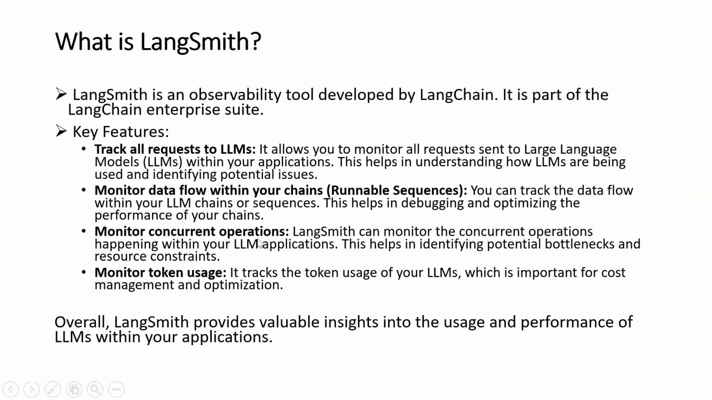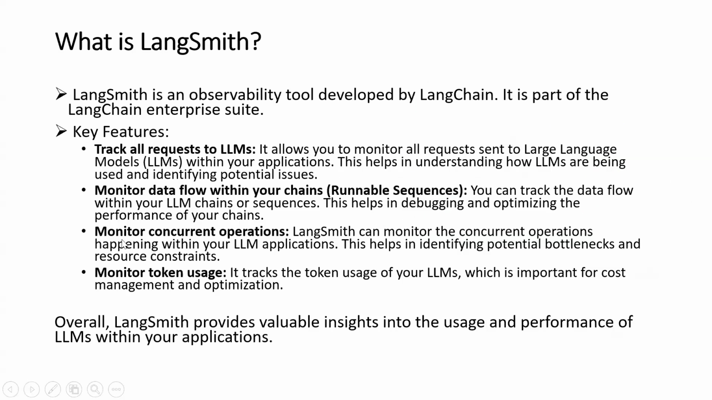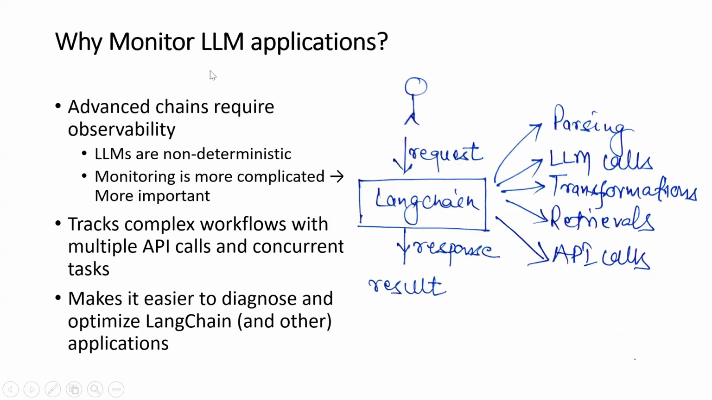Okay, so monitor concurrent operations, monitor token usage. Once I log into LangSmith, I think most of these points will be further clear. Overall, LangSmith provides valuable insights into the usage and the performance of your LLM within your applications. It will also tell me how many tokens have been consumed for this request: input tokens, output tokens, total tokens, things like that. These are the features that LangSmith provides. But the question is why? This is why we should monitor LLM applications.